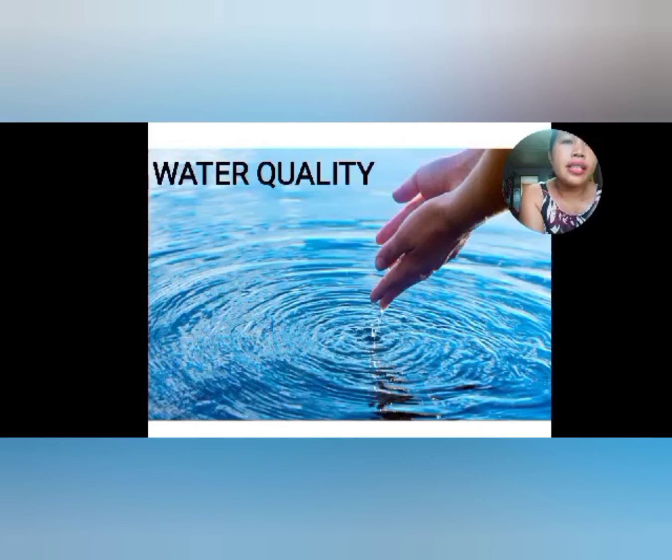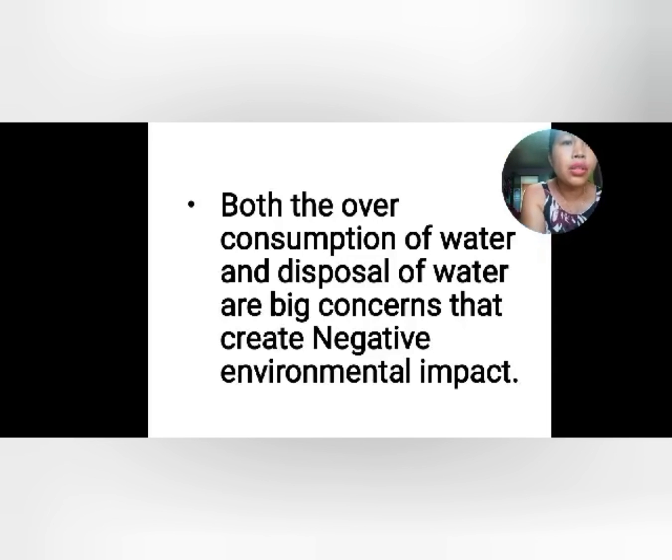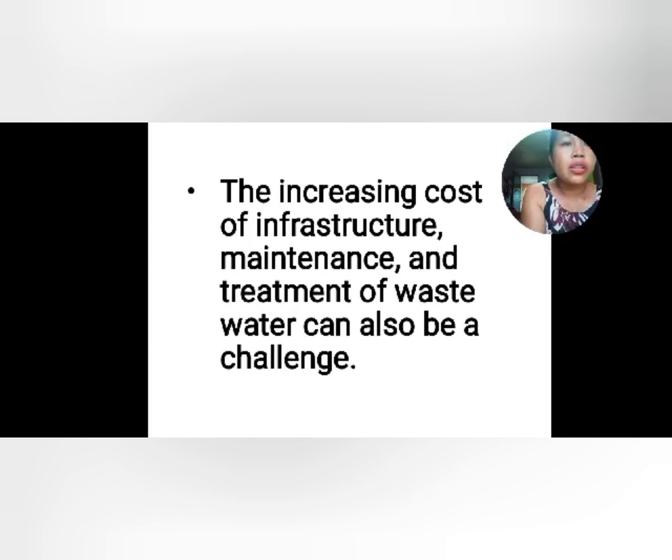Next I discuss water quality. Water quality describes the condition of the water, one of the most important factors in a healthy ecosystem. Both the overconsumption of water and the disposal of water are big concerns that create negative environmental impact. The increasing cost of infrastructure, maintenance, and treatment of wastewater can also be a challenge. Clean water supports a diversity of plants and wildlife.